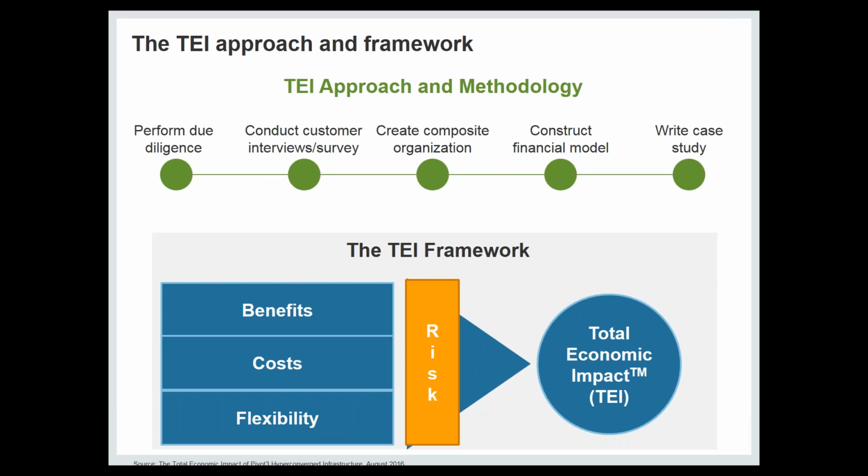So a little bit about our TEI approach and framework. Here's a brief description of our approach and framework. Forrester's Total Economic Impact framework includes performing in-depth interviews with 6 Pivot3 customers that had an average of 18 months experience with Pivot3's HCI solutions. We analyzed the benefits, the costs, flexibility, and risks with each customer. We then created a composite organization which had similar attributes to the 6 interviewed customers, and constructed a financial model and wrote the case study based on that composite organization, having very similar attributes and characteristics and goals and objectives of the 6 interviewed customers. Next slide.